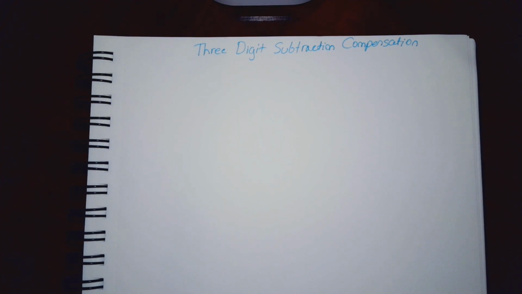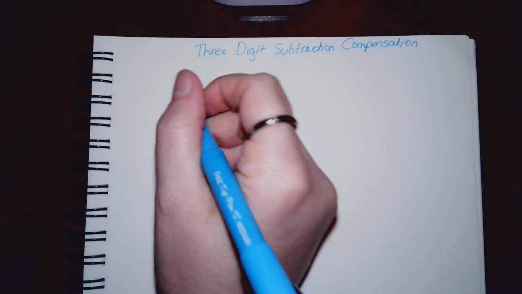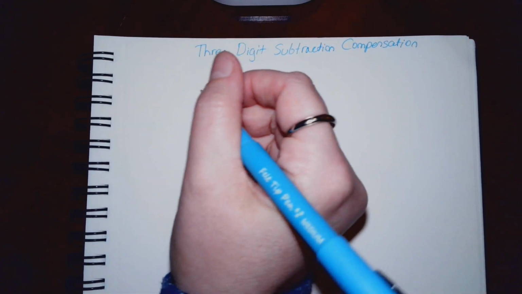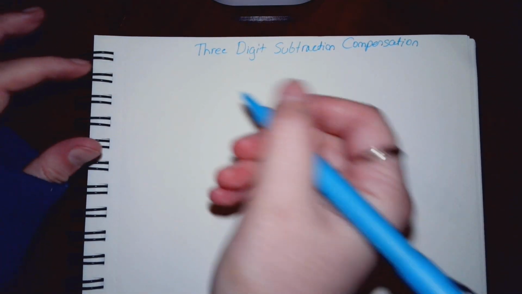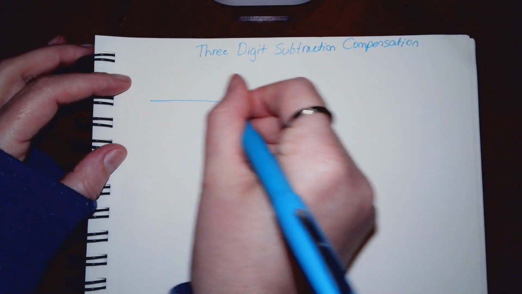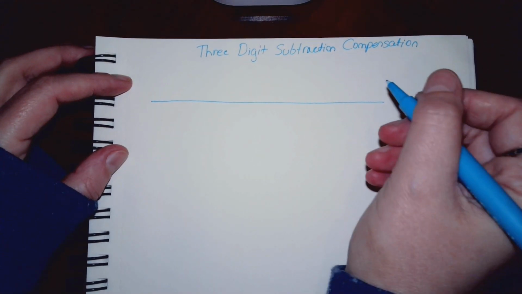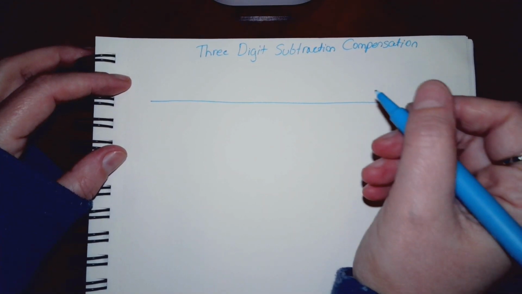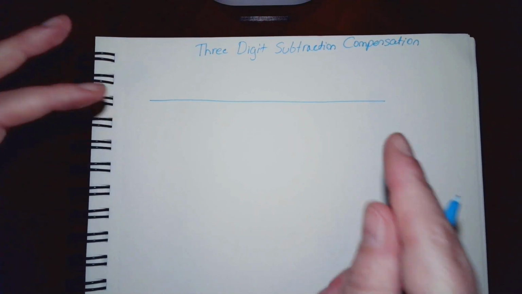In this video, we are going to talk about three-digit subtraction with compensation. This is like the two-digit that we recently did, but in this case, we're subtracting three-digit by three-digit. So if I take a number line, remember what I said about subtraction. Subtraction is the distance between two numbers.